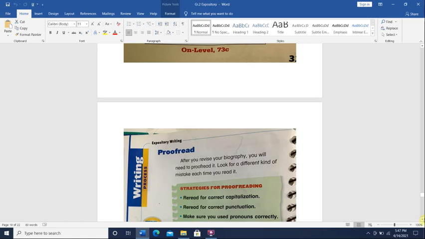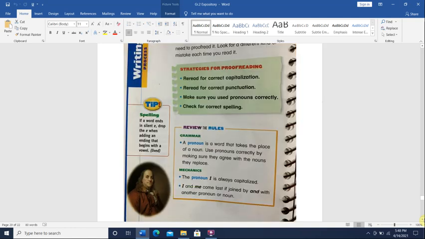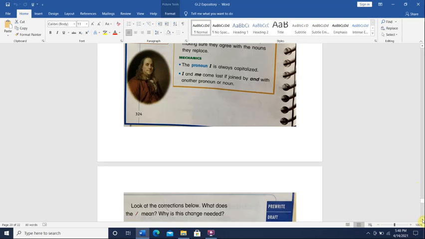Okay? So for our draft, we read it, we revise it, and we proofread it. What do we do when we proofread? We check for mistakes such as capitalization, correct end mark, punctuation. Make sure you use the pronouns correctly, and we check for spelling. Okay? Remember, to proofread is to look for the mistakes in our draft.